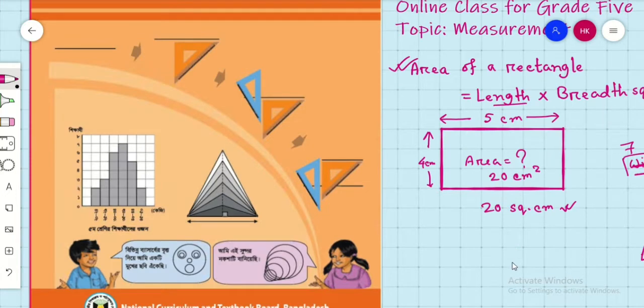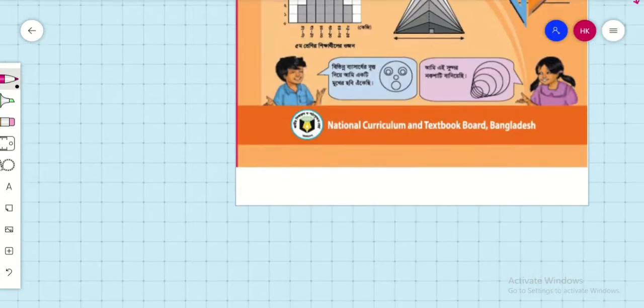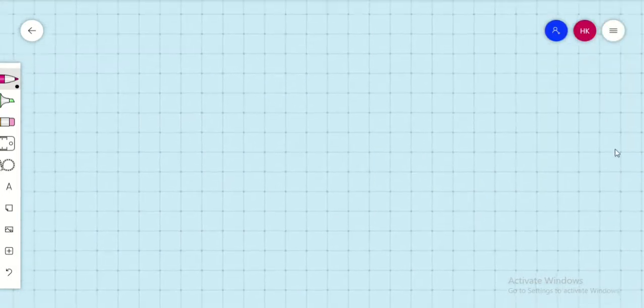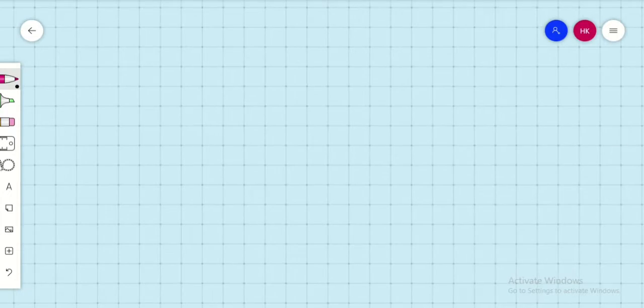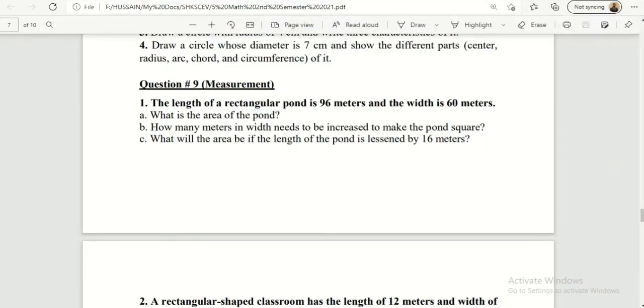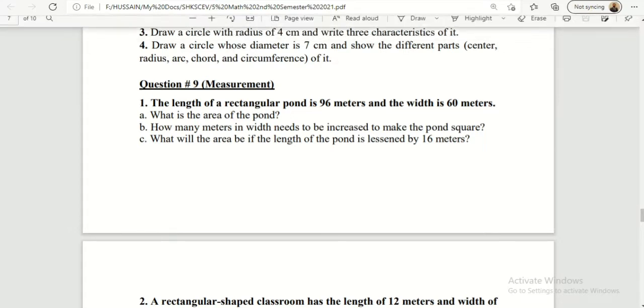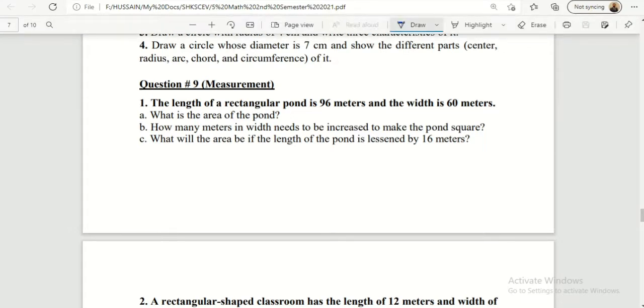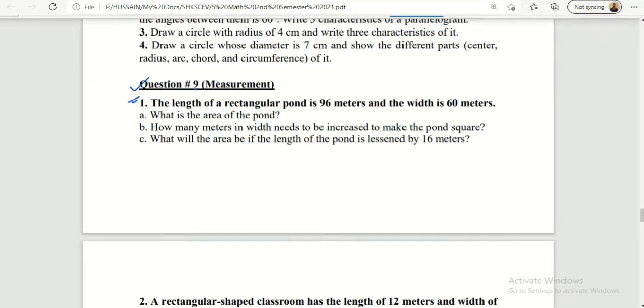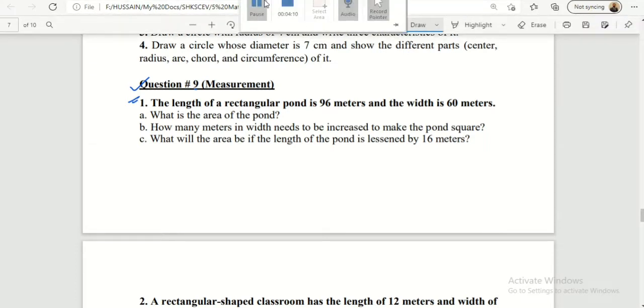So let's take a look at some CBQ, that means competency based question, from your math practice sheet. I hope all of you have practice sheet in front of you. Now you take your sheet and try to solve question number 1 from measurement, that means chapter number 9, question number 1. So let's start.